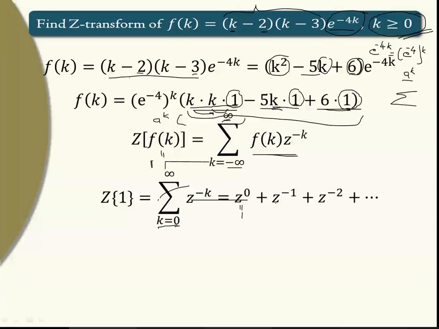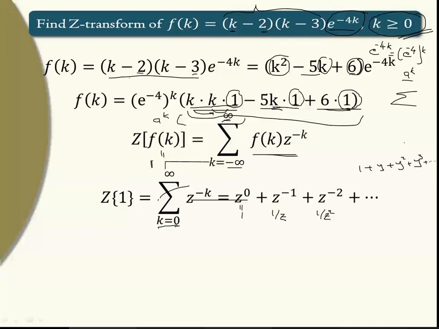Z raised to minus 1, we can write it as 1 by z. Z raised to minus 2 can be written as 1 by z square, and 1 by z square we can write as the square of 1 by z. We try to write these terms in the format 1 plus y square. In that format, try to write the terms, because we know the formula for this series. So try to write all these terms in that format.